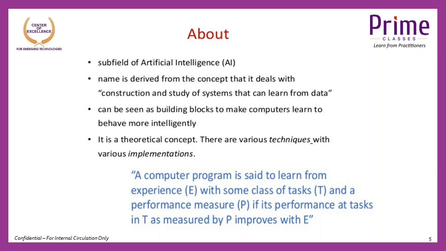So E is the experience. Let's say you have given some 100 MB of data, and you have asked it to perform some T. They want to predict if the customer will buy your product or not. And the performance measure is P. So you see that 70% of the time your machine learning algorithm is getting it right.